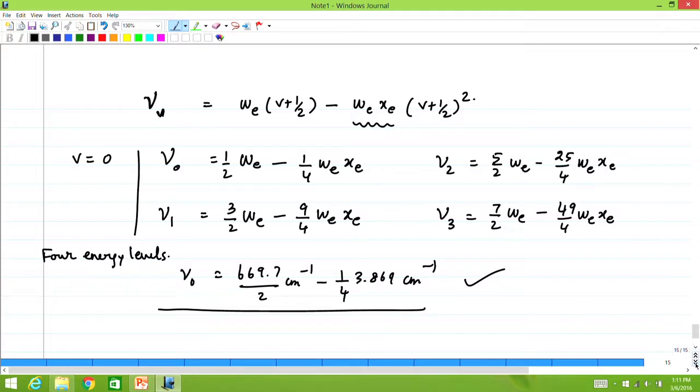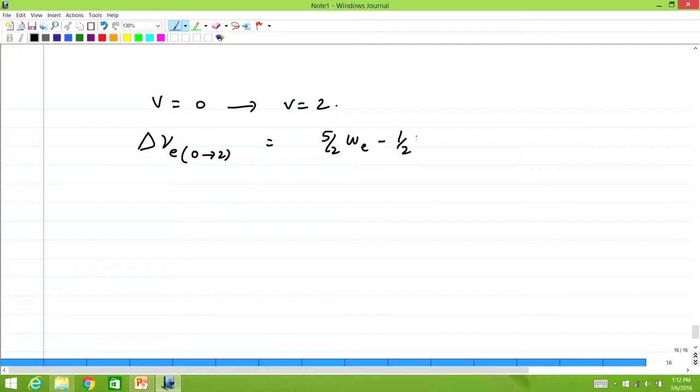Now, what is important is the next step, which is v is equal to 0 to v is equal to 2. So, what is delta nu_e for 0 to 2? If you look at that, it is 5 by 2 omega_e minus 1 by 2 omega_e, that is the first term.